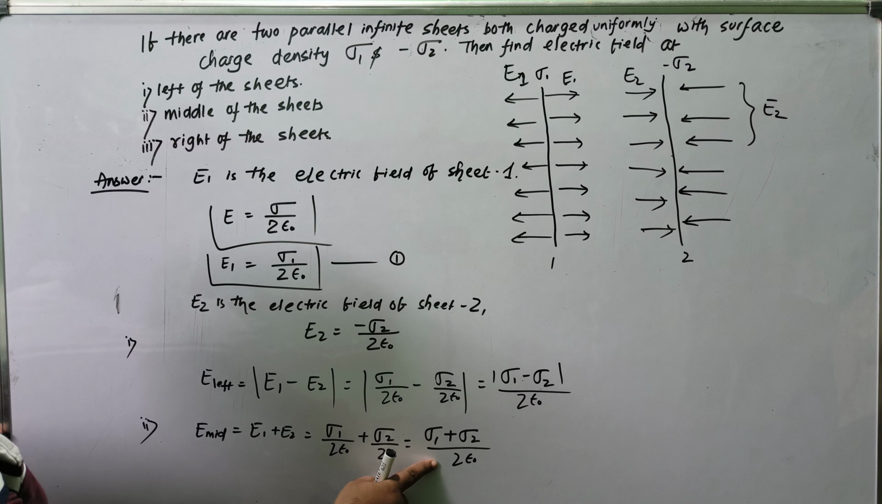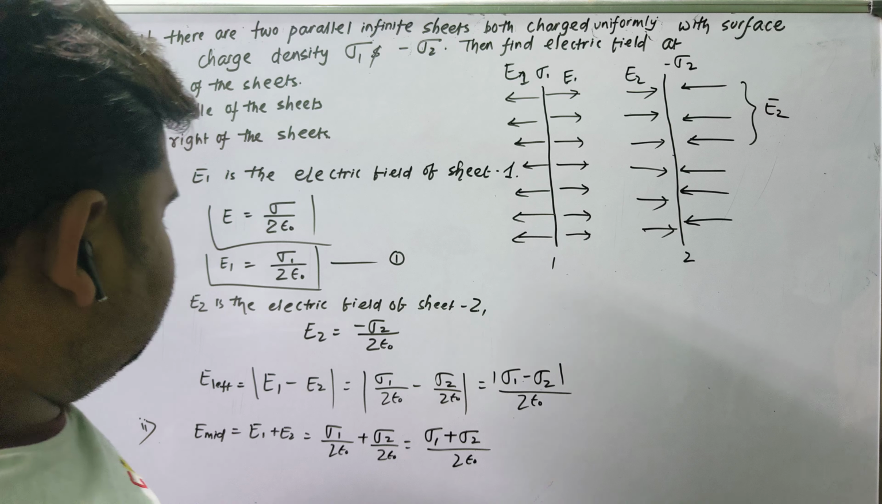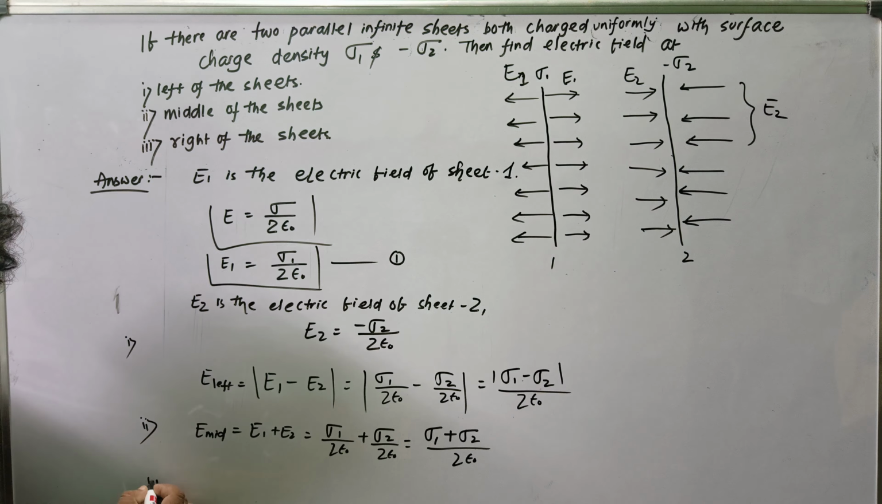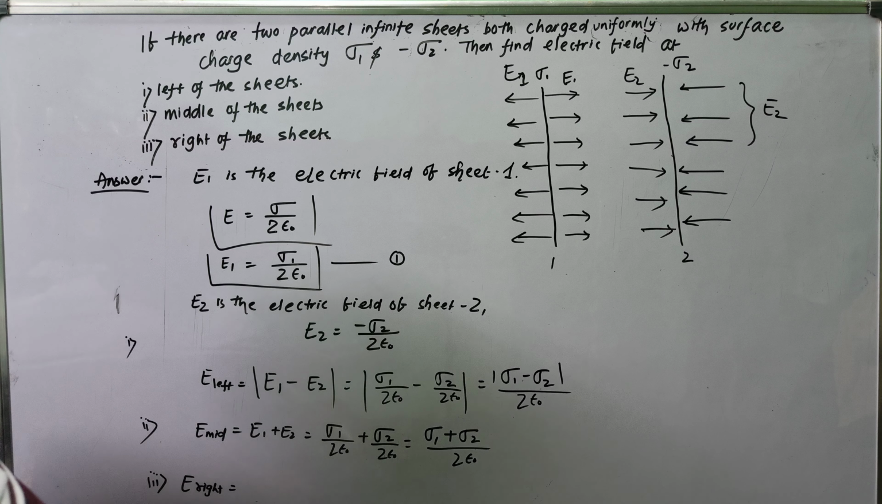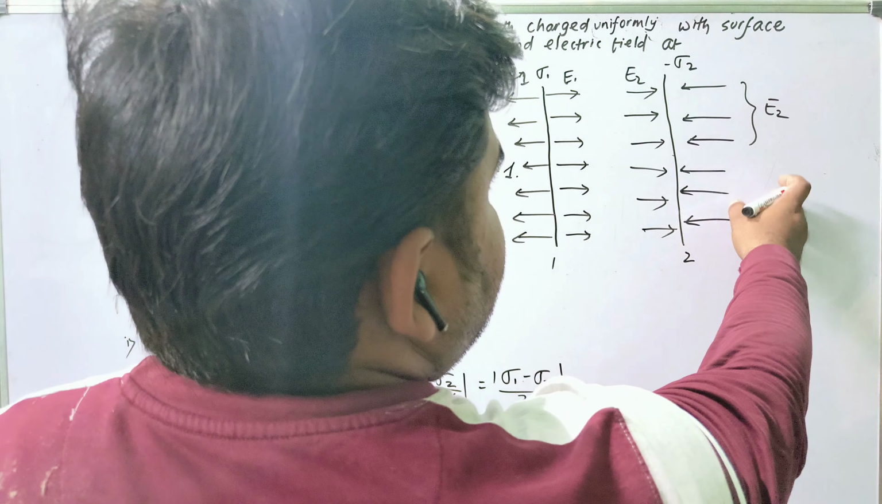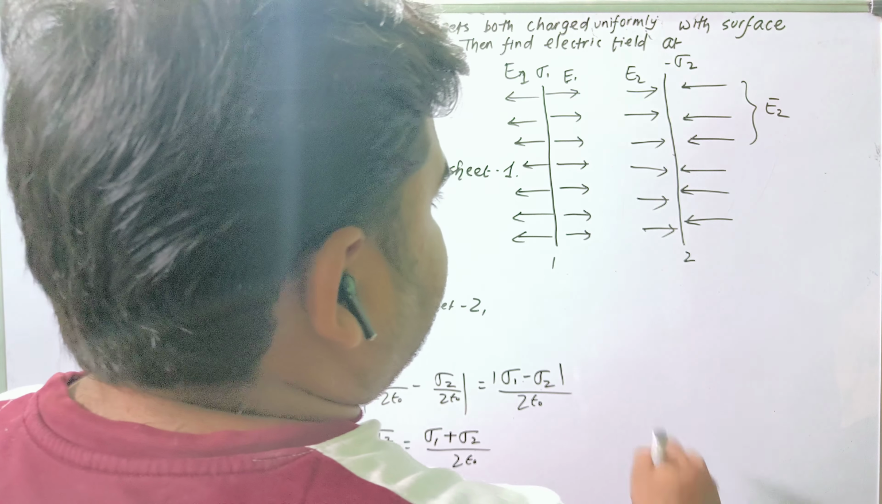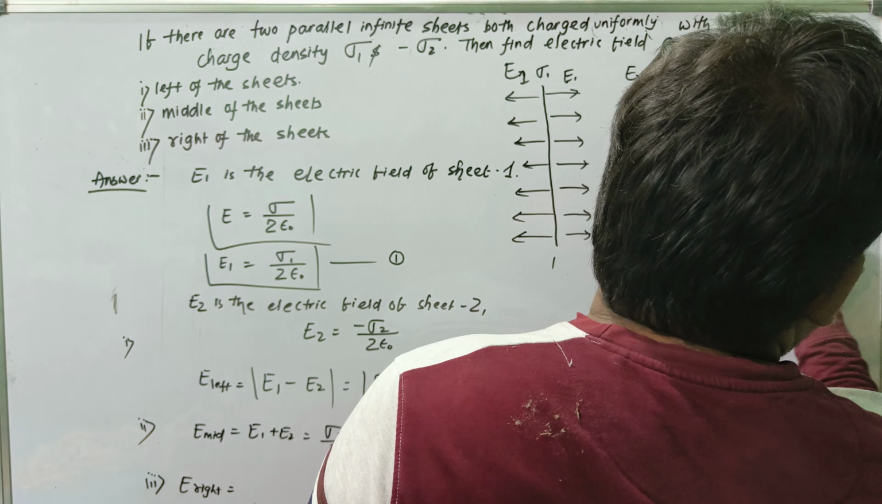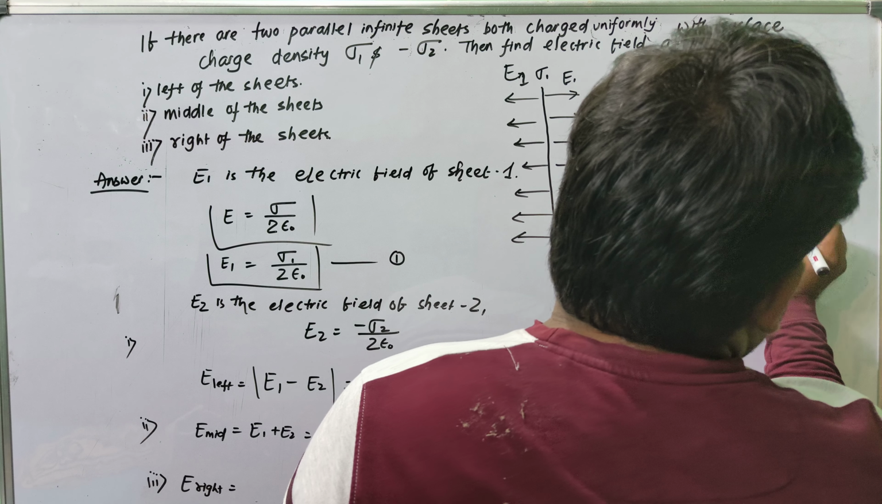So what is going to be this direction, which will be specified after some time. So let us find E third, E right, to the right of the sheet. You can see that in this case E2 is in this direction and E1 to the right direction. That means this is E1 and this is E2. They are opposite to each other.